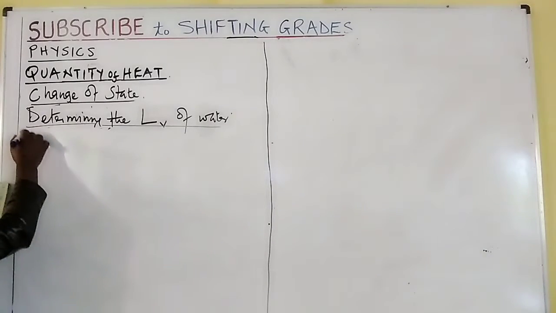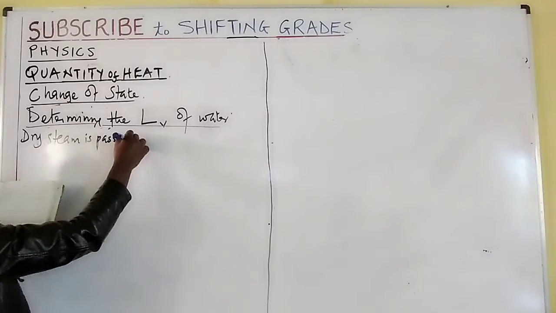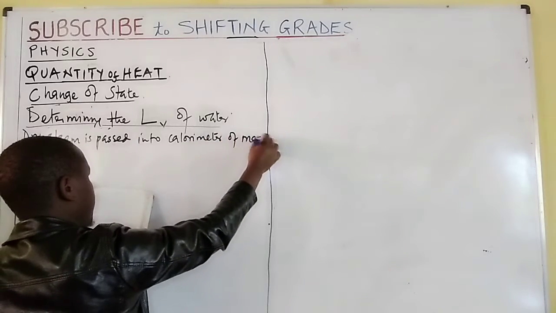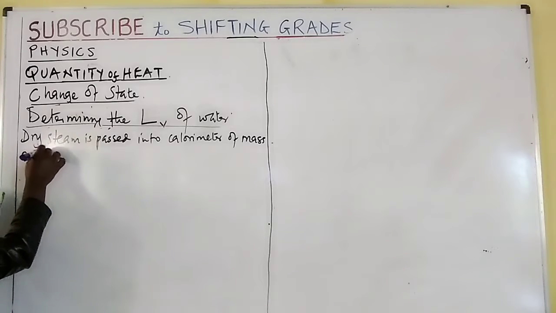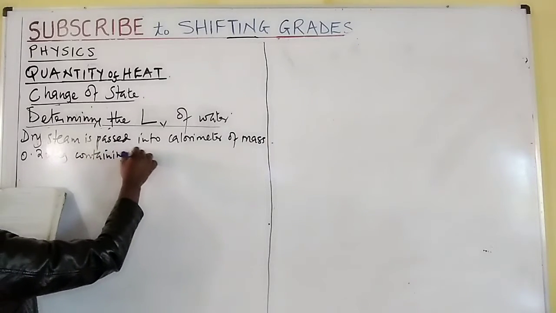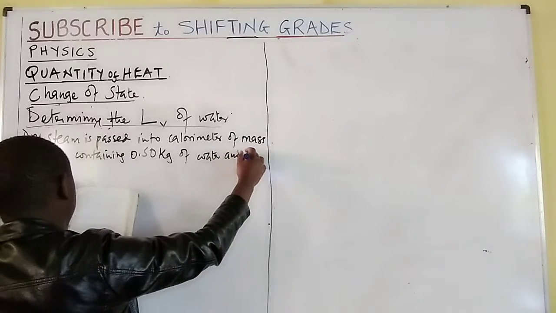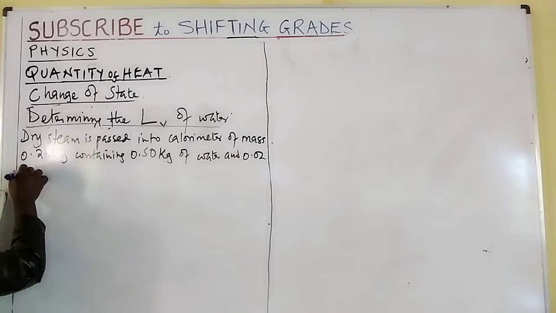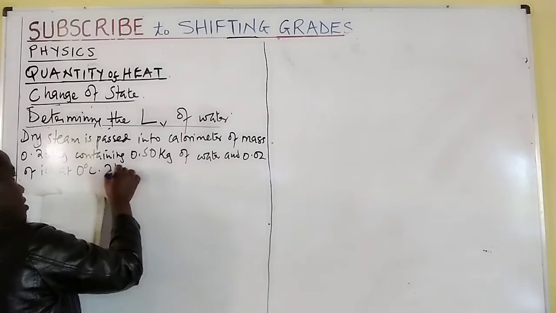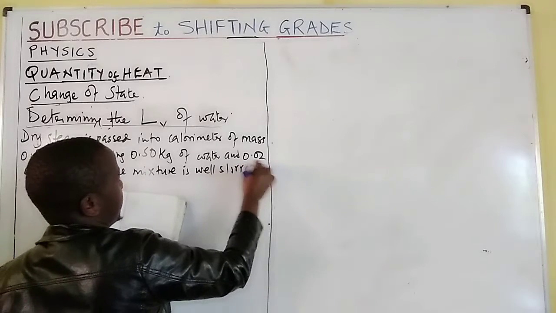Dry steam is passed into a well-lagged calorimeter of mass 0.25 kilograms, containing water and 0.02 kilograms of ice at 0 degrees Celsius. The mixture is well stirred.